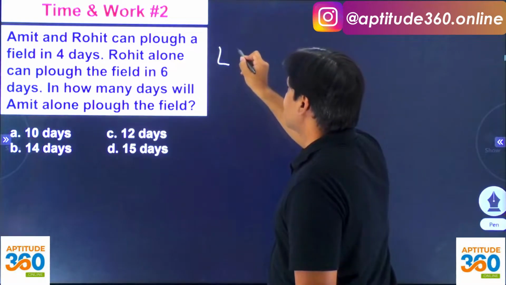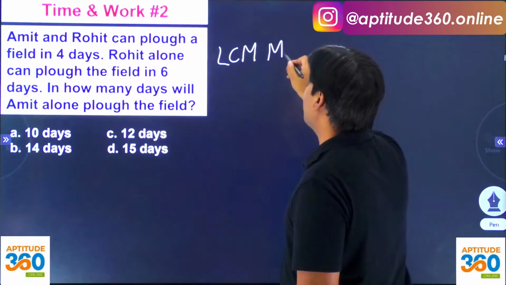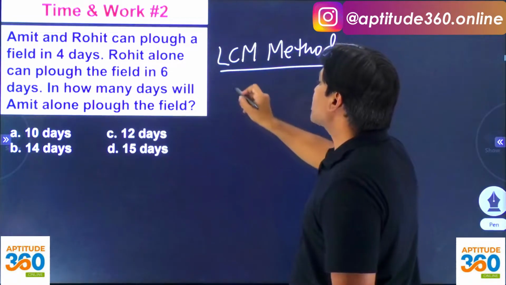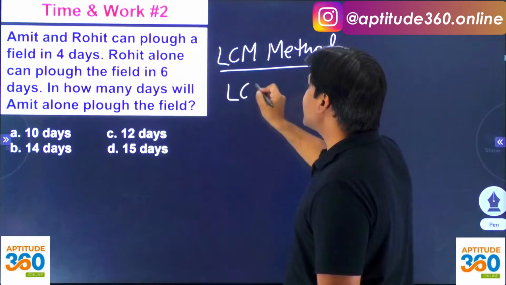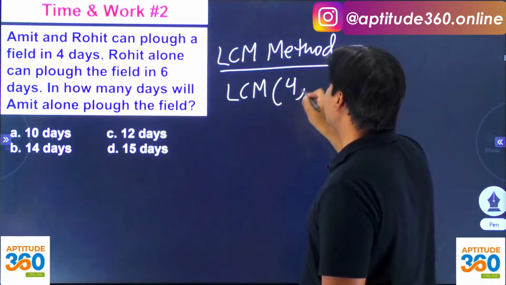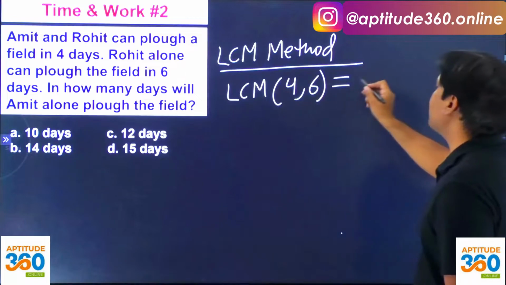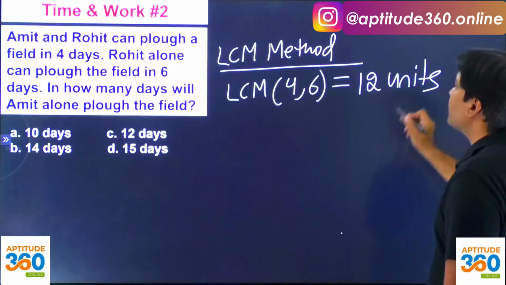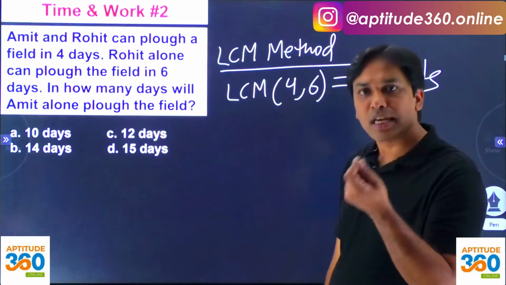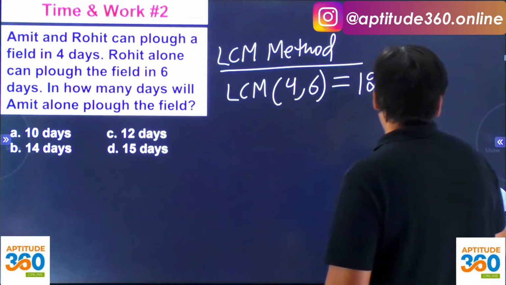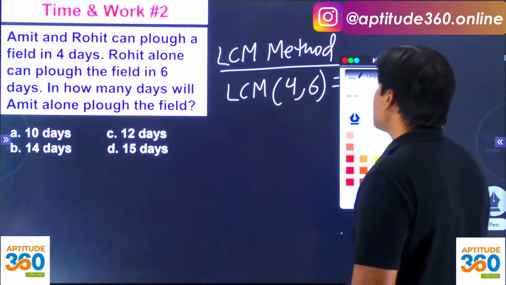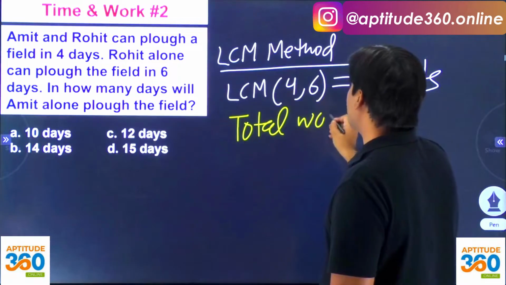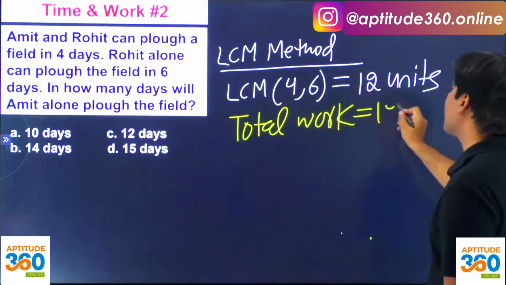LCM method अब मैं पहले लिखता हूं, so that you can have a better clarity. Step number 1, you will have to take LCM of days that are mentioned in the problem. So I am taking LCM of 4 and 6, which is coming out as 12 units. और ये तो हो गया mental calculation. You don't even have to pick your pen to find out what is the LCM of 4 and 6, right? Once you're done with this, the second step, which is what is going to be the total work, that is also mental work. You don't even have to pick up your pen. It is going to be 12 units.